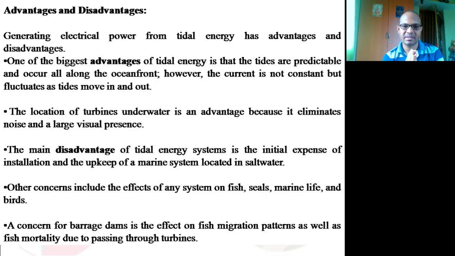As I have already told you, the tides come to the shore along coastal places, where they are predictable and occur along the ocean front or the shore end. However, the current is not constant, it keeps varying. That is important. Have you ever seen tides not coming to the ocean front? It does come. The location of the turbines underwater is an advantage because it eliminates noise and large visual presence.